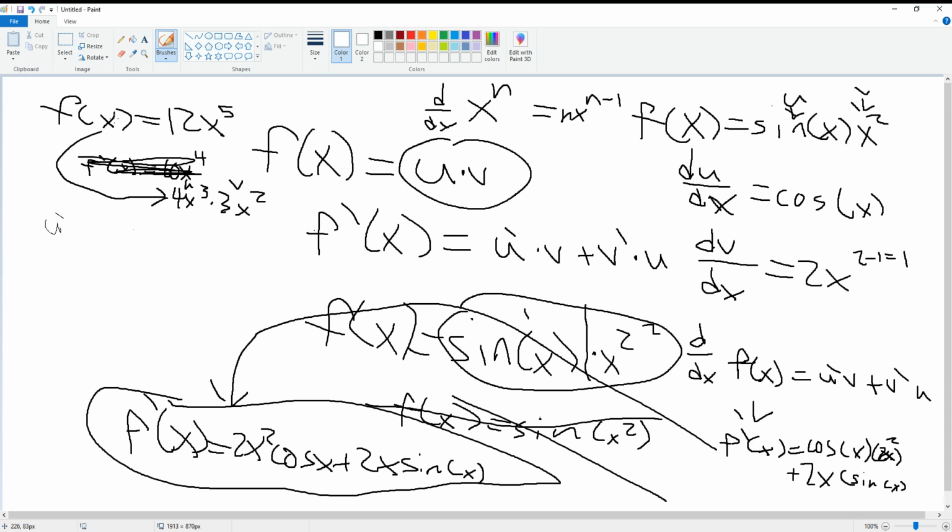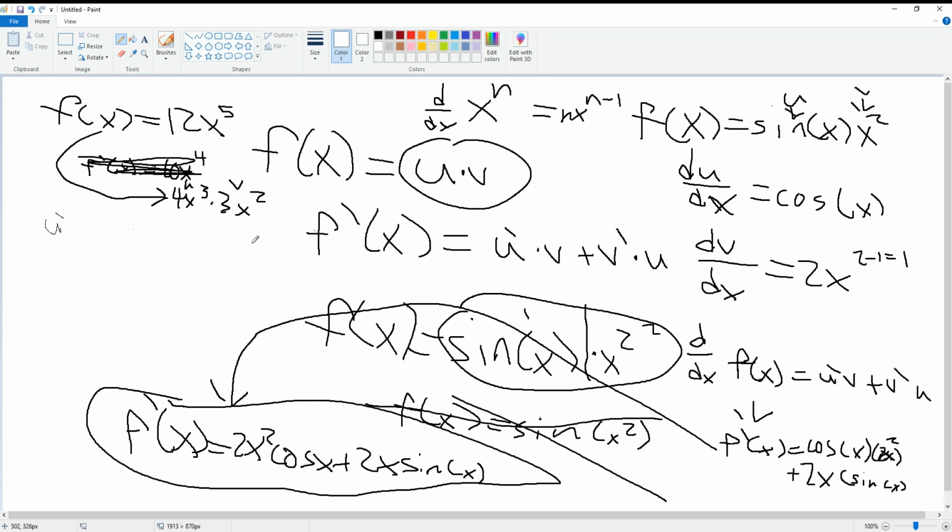So u prime will be 12x squared, right? Because we're just taking the derivative of that. And then the derivative of v is going to be 6x, because that's the derivative. So now when we want to take the product rule, it's going to be 12x squared times 3x squared, okay? Because that's the original v times the derivative of u. And so then we're going to get 36x to the fourth.